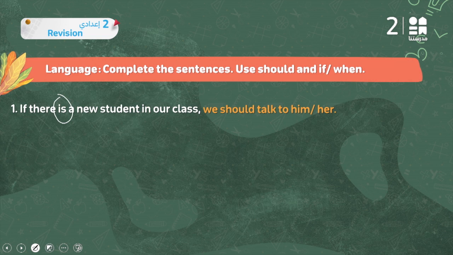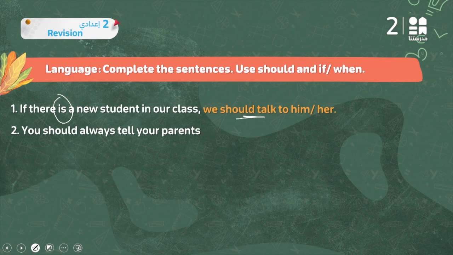I completed it with one of my answers. You can complete it the way you want. So I say we should talk, because here I need advice. That's why I added should directly plus the infinitive verb. Should must be followed directly by the infinitive without adding to. There is no "should to". Okay.